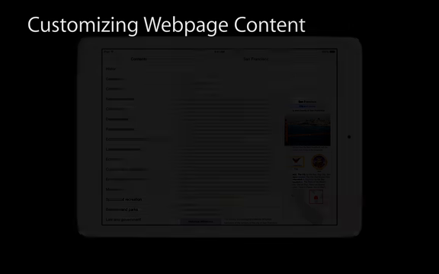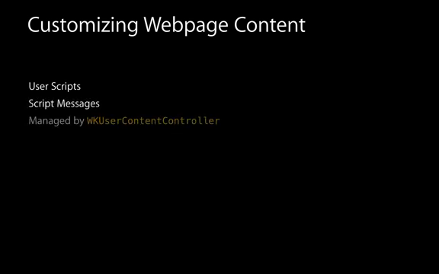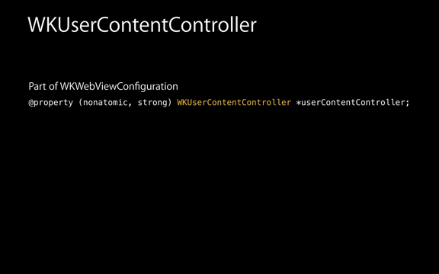So what we really want to do here is customize web page contents from WKpedia. And we want to use two features to do this. One is called user scripts. The other one is called script messages. These are both handled by an object called WKUserContentController. WKUserContentController is part of the configuration. So it's a property on the WKWebViewConfiguration called userContentController.